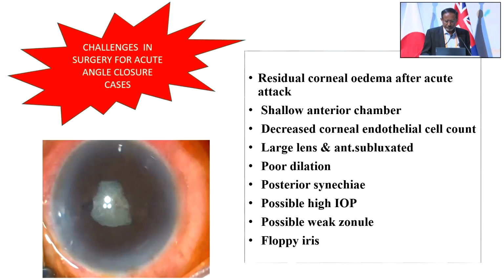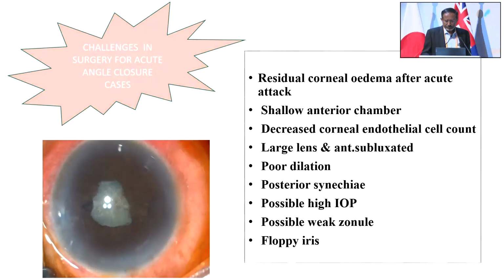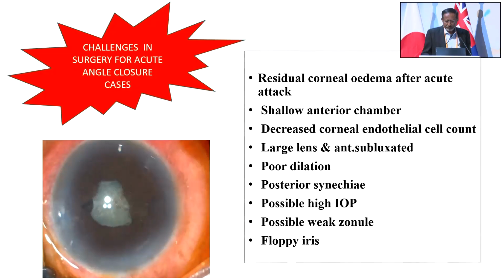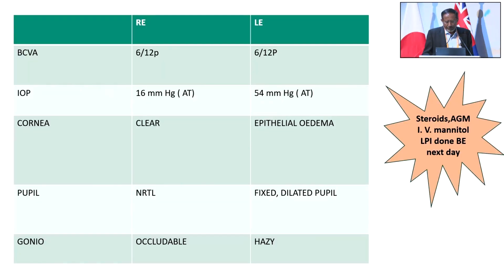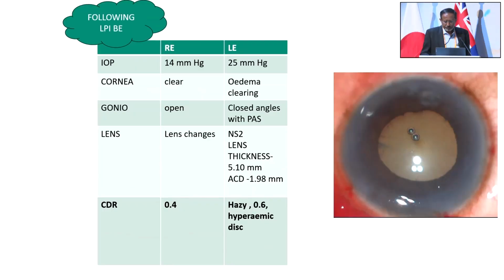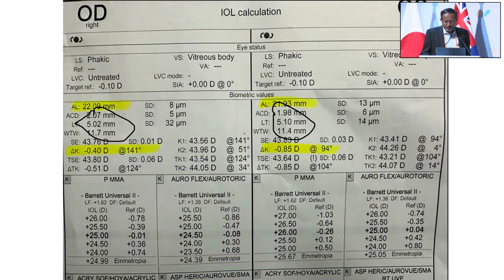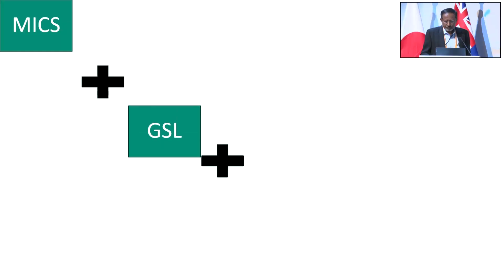Surgery in acute angle closure is ridden with challenges, ranging from residual corneal edema, poor dilatation, large lens, weak zonules to floppy iris. We present a case of a 70-year-old female who presented with headache and was treated at a local hospital for raised IOP. Examination revealed corneal epithelial edema with fixed, dilated pupil and an IOP of 54 mm mercury in the left eye. Patient underwent peripheral iridotomy in both eyes, and IOP came down to 25 mm mercury. The lens was thick in both eyes, 5.10 mm in the left eye. Patient was planned for phaco plus.